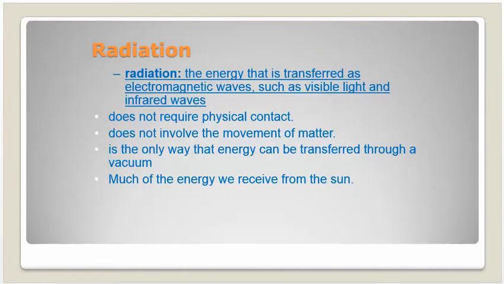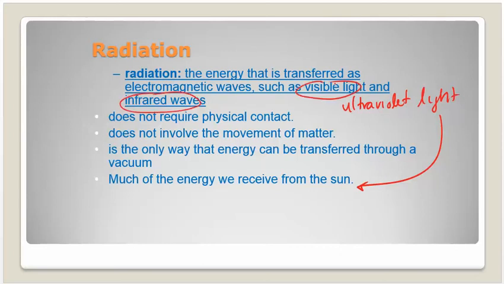Radiation. The energy that is transferred is electromagnetic waves, such as visible light and infrared light. They don't require physical contact, and they do not involve the movement of matter. It's the only way that energy can be transferred through a vacuum, and much of the energy we receive is from the sun. It can also be ultraviolet. I don't mention it here, but if we're getting energy from the sun, quite a bit of that is through ultraviolet light. So whether it's infrared, visible light, or ultraviolet light, all of these are examples of radiation.